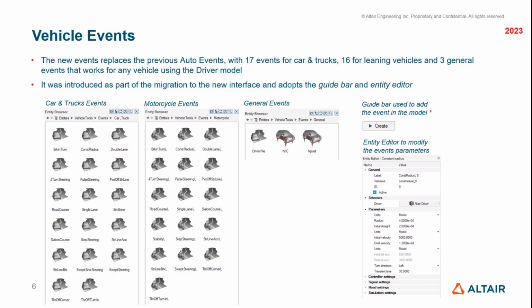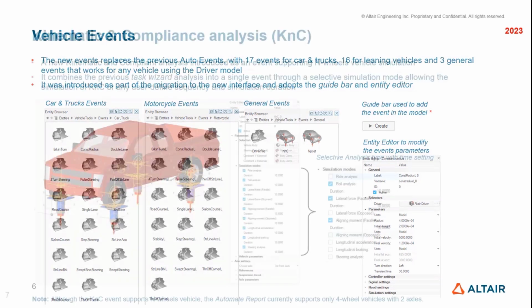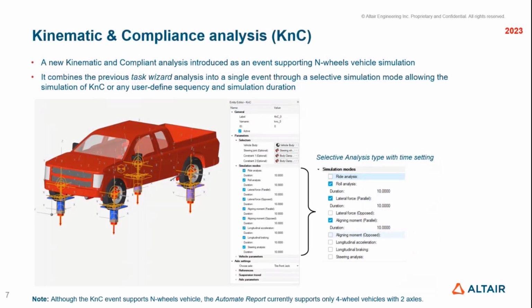Now, talking specifically about one event, which is the KNC, in 2023 we have completely rebuilt this kinematic compliance analysis for full vehicle models. This KNC event supports any real vehicle in the simulation. That means you can now include a motorcycle, cars, trucks, any type of vehicle. Basically, the event recognizes the number of axles and tires in the model and adds the post below it to proceed to the analysis.